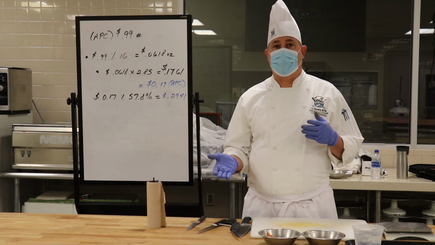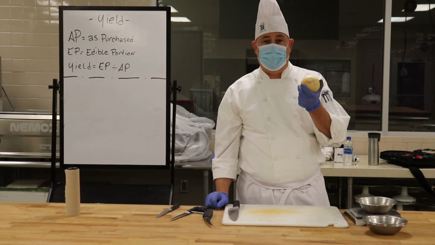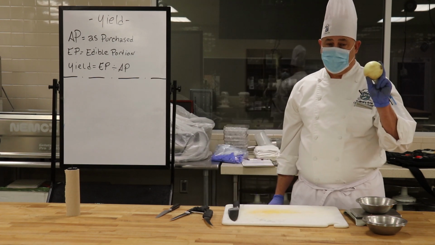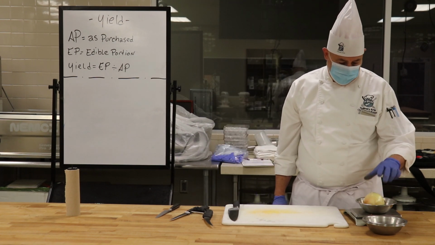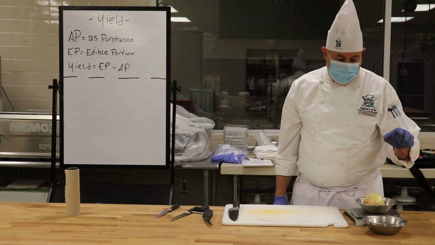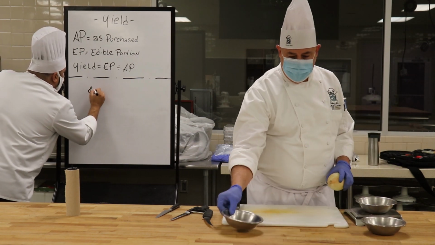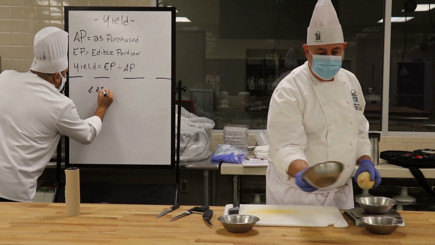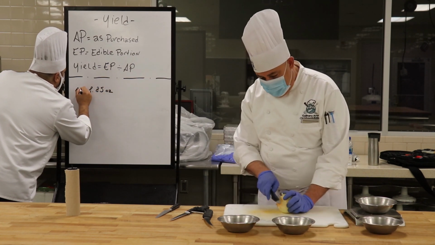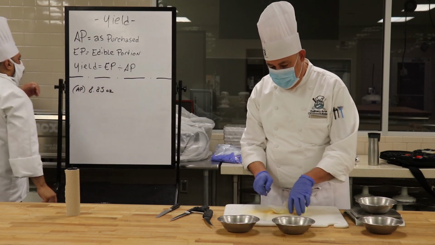Next, we're going to do an onion. So now we're going to do an onion. So our AP weight, or as purchase weight, on this single onion is 8.85 ounces. Okay? So I'm going to get my container for scrap and my container for usable product. Now I'm going to fabricate this in a simple dice.